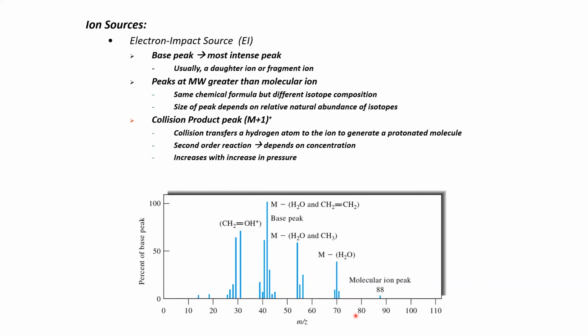So the collision product peak, the M+1 peak, is from collision transfers of a hydrogen atom to the ion to generate a protonated molecule. It's a second order reaction, so this depends on the concentration and increases with increase in pressure. So this is the result of protonation of our molecule. If it's not possible for it to protonate, then this M+1 ion is probably not going to be present.